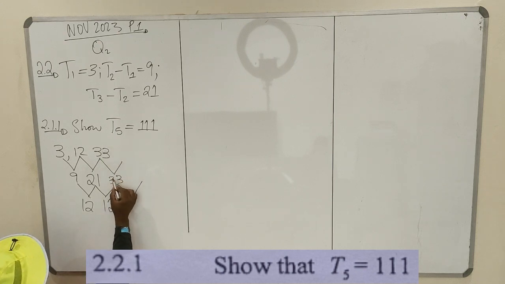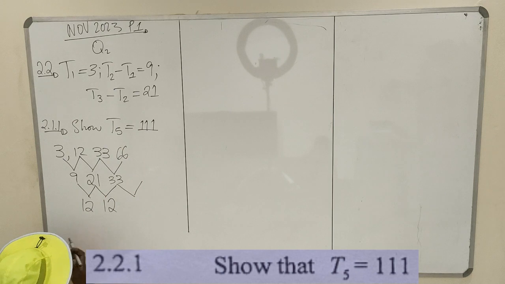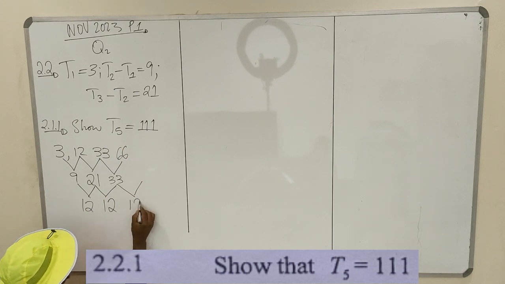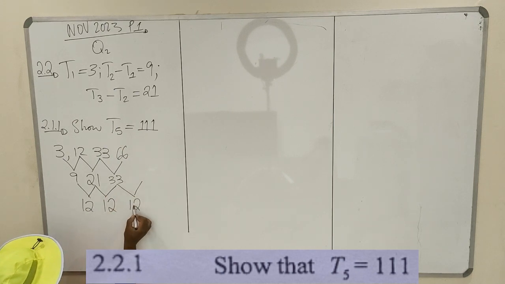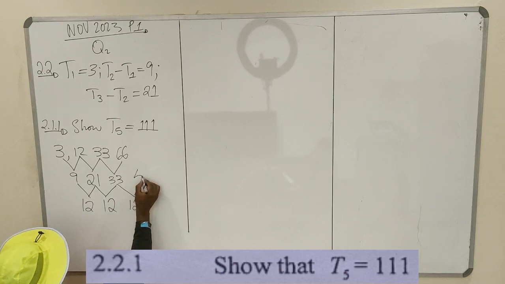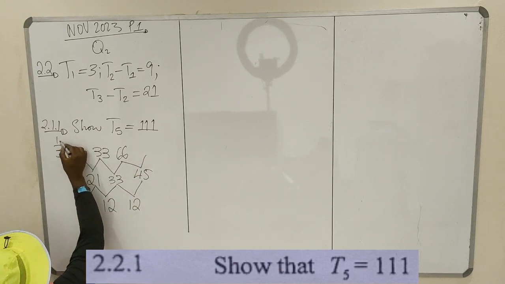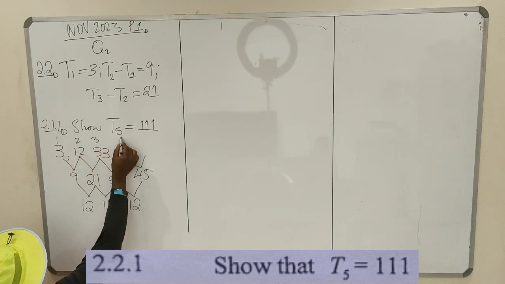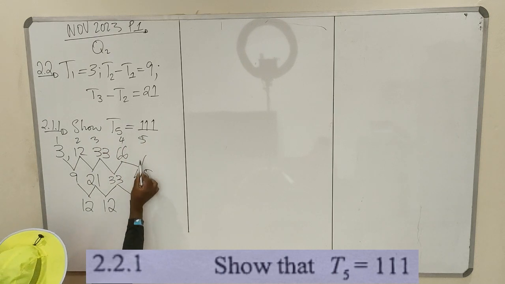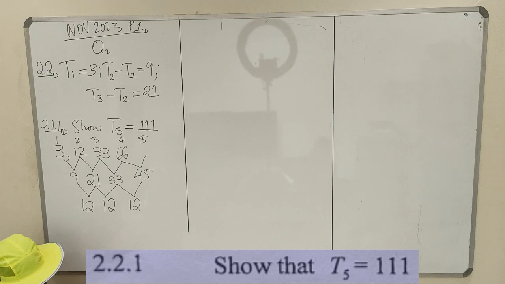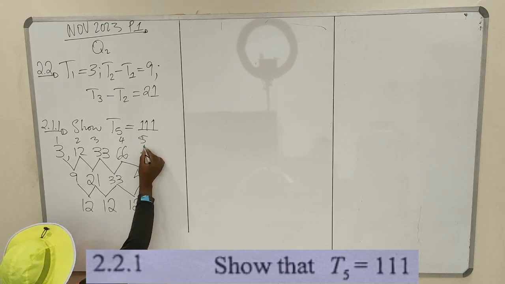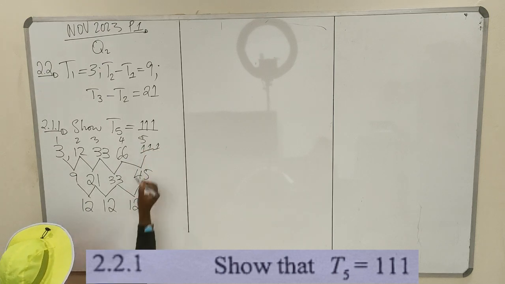So to get the next term, 33 plus 33 is 66. This is the fourth term. So you have 12 here, yeah? Add 12. 12 plus 33, what do you have? You have 45. To get the next term, this is first, this is second, this is third, this is fourth, this is fifth. So to get the fifth term, say you have 45 plus 66, what do you get? You get that your T5 is 111.